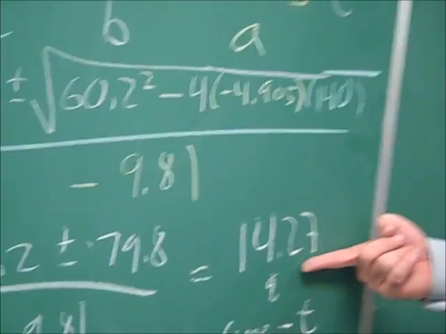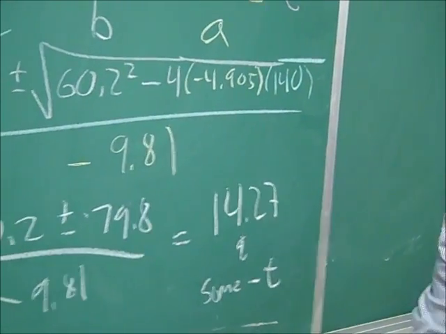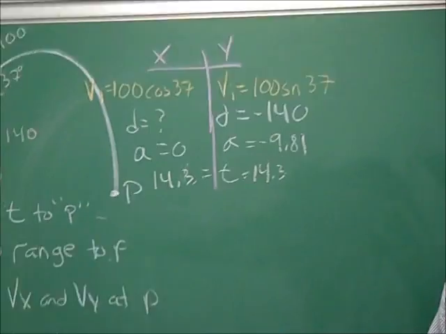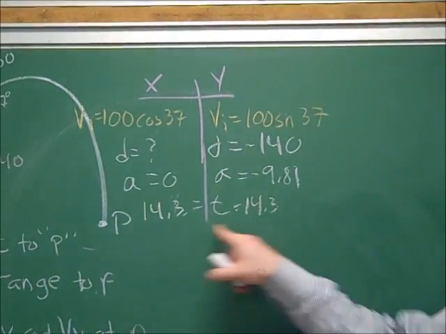You end up with a number, 14.27 seconds, and some negative t I really don't care about, just like Justin Bieber. That is going to be your time. Therefore, let's add the time in for x and y.